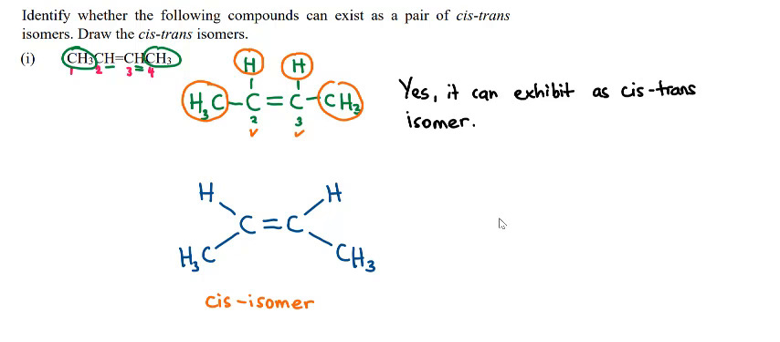Next, to draw the trans isomer, again just take this out and copy back the carbon at the left. We have hydrogen and CH3, but for this side of the carbon, we are going to change the position of H and our methyl group. So we put CH3 on the top and hydrogen on the bottom. Here we can see that our hydrogens are not side by side. It's like a cross here, so this is a trans isomer.